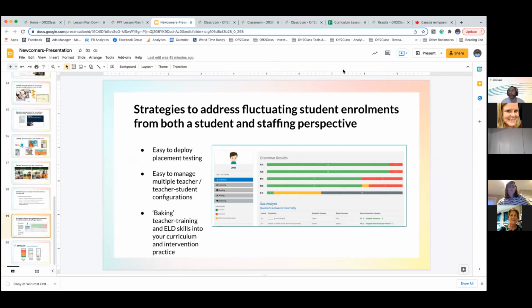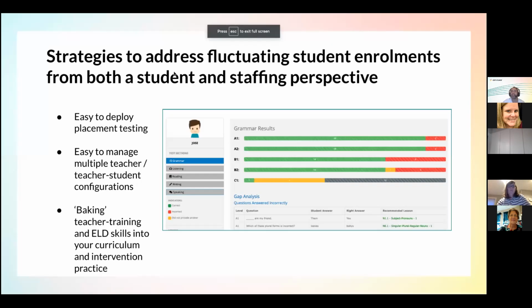And the final point I wanted to talk about today was really targeted towards any administrative folks that we might have here today. Of course, there's an administrative challenge when we have fluctuating student enrollments, both from a student and staffing perspective. Obviously, staffing issues across districts across the country are challenging this year. But there's also the reality of students ending up in our programs at any time during the year is very much something we want to consider.